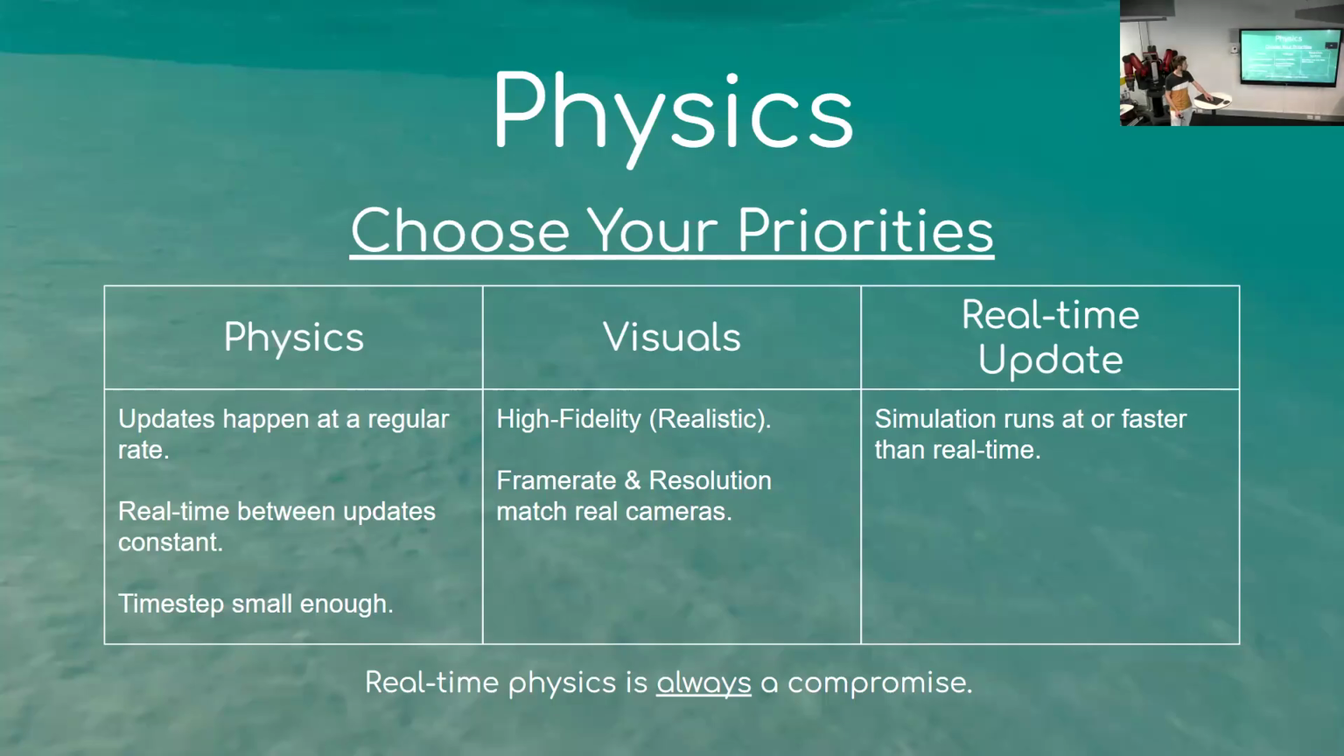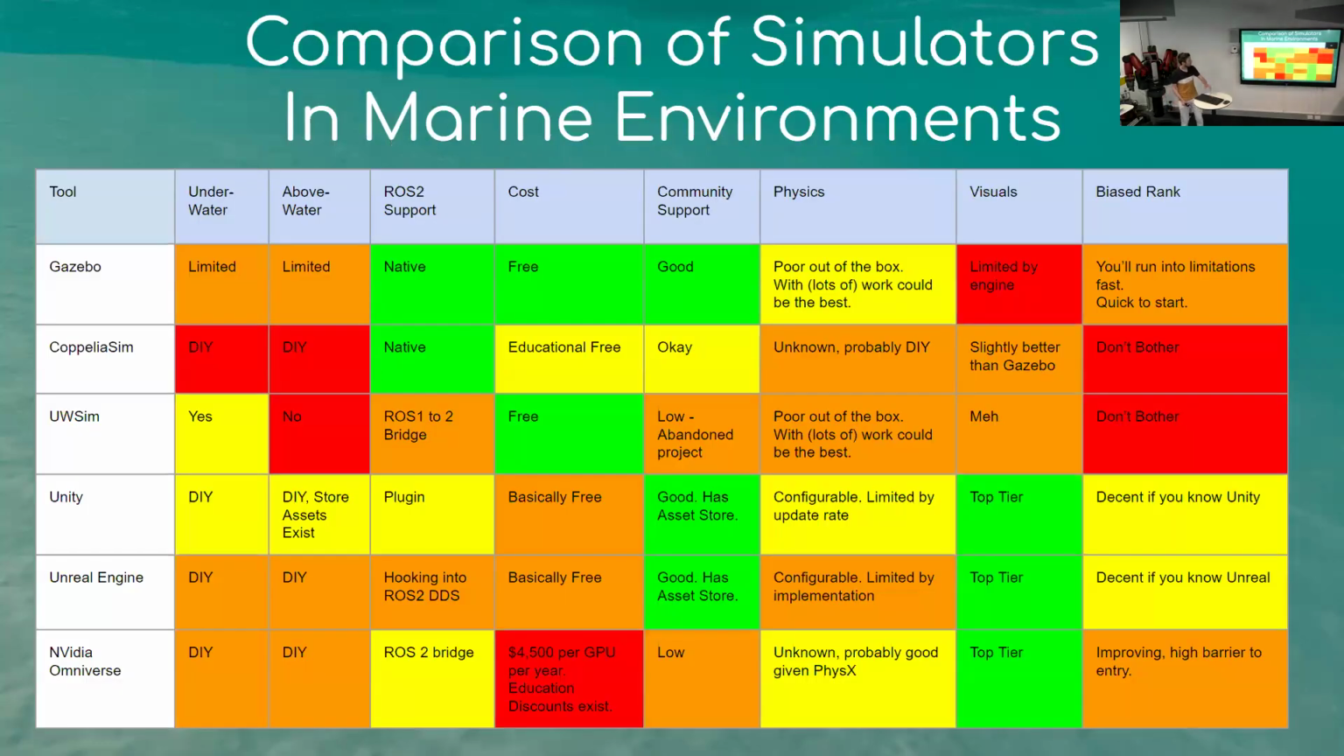And when I say physics can be a bit of a problem, I'll go back to this slide. And you'll notice in terms of Gazebo, I said it's poor out of the box, but with a lot of work, it could be the best. It could outdo pretty much any of these, and I want to go into why that's the case.